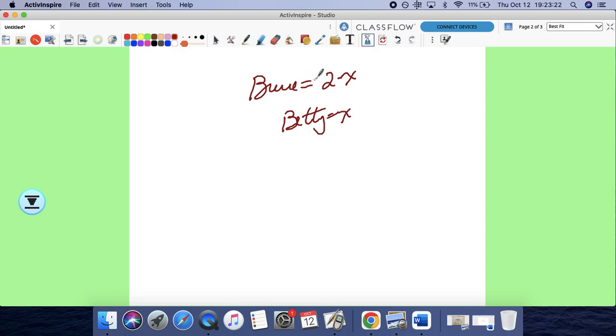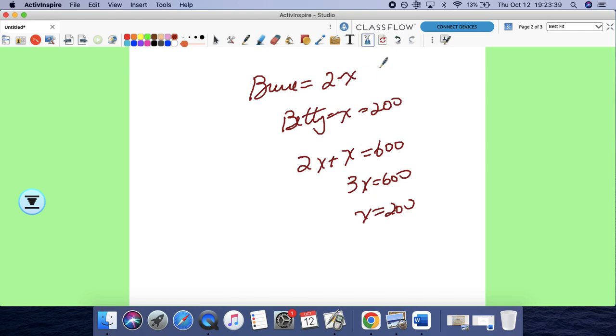Okay, so now we can set up that equation again, right? It's a very similar problem. 2x plus x equals 600. 3x equals 600. Divide both sides by 3, and x equals 200. So Betty is 200, and Bruce is twice that. So 2 times 200 is 400.